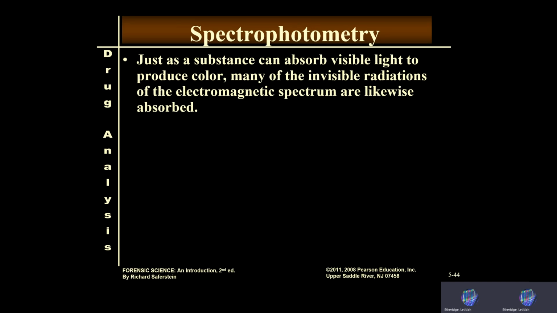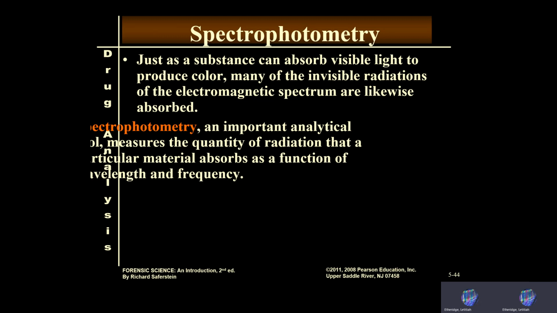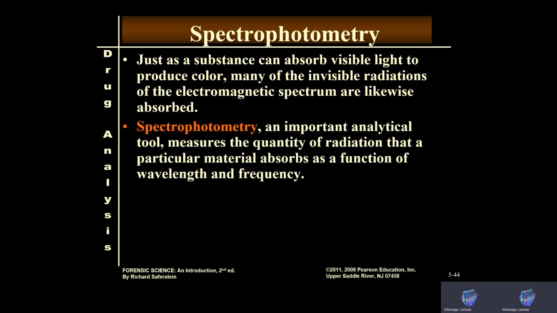Basically it goes on the principle that different substances can absorb different wavelengths of light to produce color. A lot of the invisible radiations of the electromagnetic spectrum are going to be absorbed by substances, and the spectrophotometer can read the absorption rate. Spectrophotometry is a very important analytical tool. It measures the quantity of radiation that a particular compound absorbs, as a function of wavelength and frequency, so that you can compare samples.